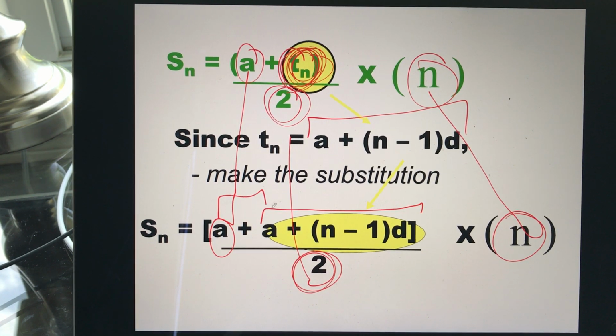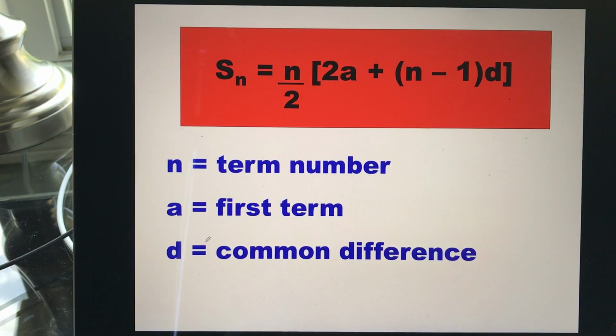I have A and A, which is 2A. That's easy. I'm going to pull this n out front just for notation, and I'm going to write it like this. So here are my two A's, here's my n out front. This is the formula for the sum of an arithmetic series.